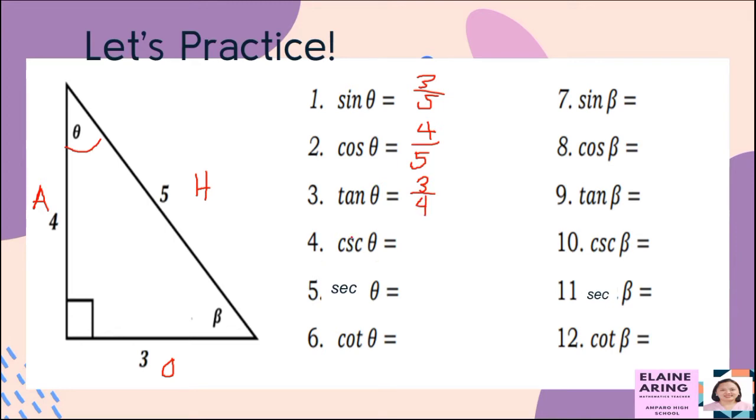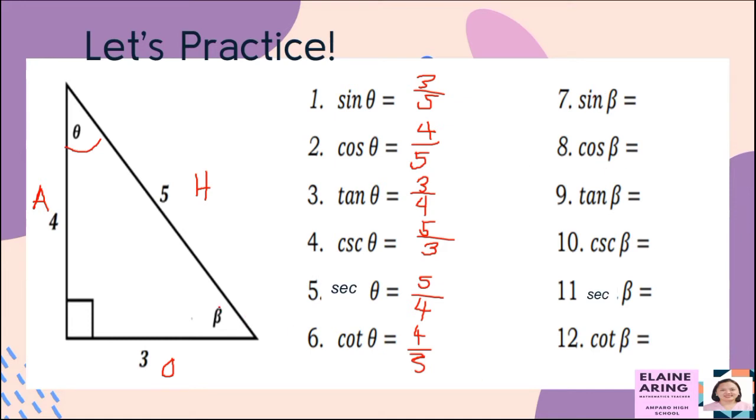So, kapag cosecant, inverse lang naman siya ng sine, so pagbaliktarin nyo lang yan. So, 5 over 3. Same with secant. Baliktarin lang, so 5 over 4. Okay? Si cotangent naman, baliktarin nyo lang tong 3/4 or yung reciprocal niya, we have 4 over 3. Yan. Okay, next.